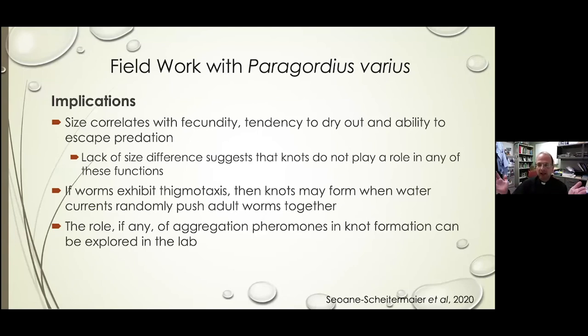And then the knots are just forming when the water currents randomly push the worms together. So maybe there really isn't any sort of sex pheromone or aggregation pheromone. But again, this is something that we can look at in the lab if we can isolate those pheromones.